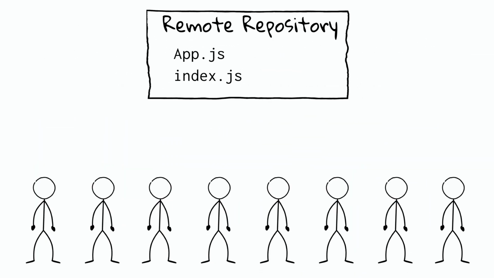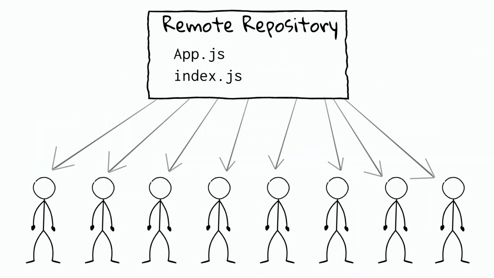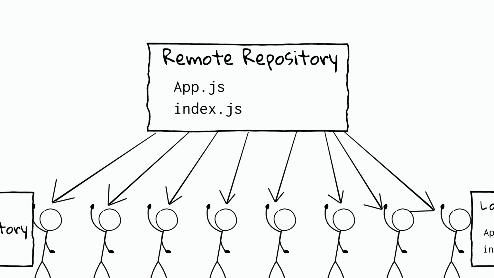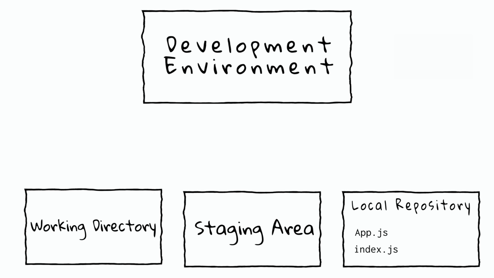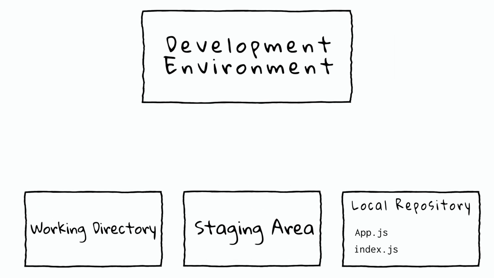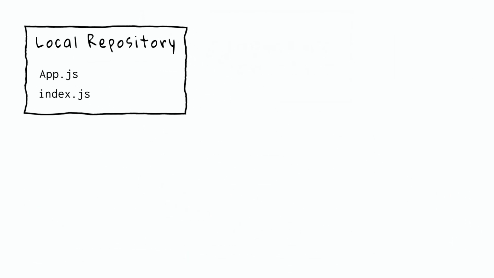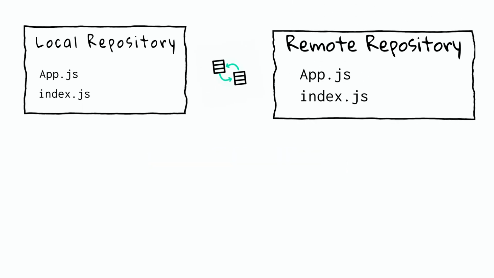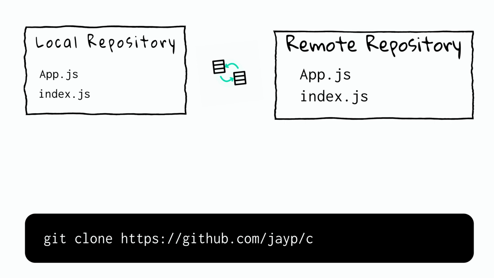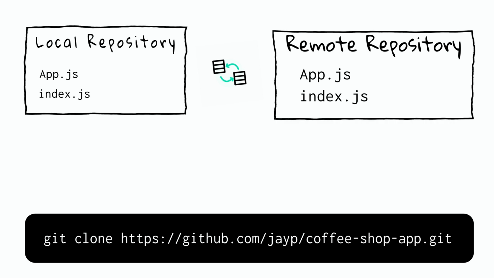Git mainly consists of the remote repository, which is distributed and can be accessed by all developers, and the development environment present on your local machine. It consists of the working directory, the staging area, and the local repository. The local repository is just a copy of the shared remote repository on your system. When executing the command git clone, you are essentially creating a copy of the remote on your local machine.